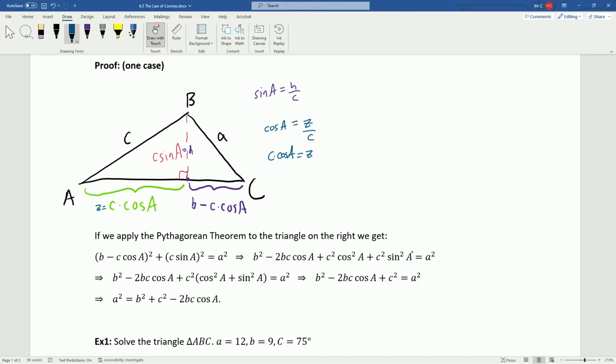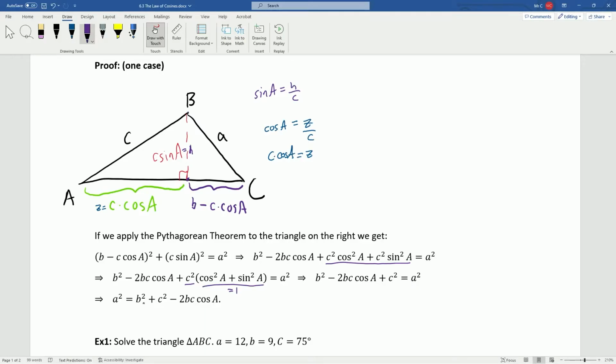Okay, so now what do we do? Well, now we just take the c squared cosine squared of a plus c squared sine squared of a. We factor out the c squared. Other than that, we've just rewritten everything else. And we know that cosine squared of a plus sine squared of a is 1. So we simplify this and we get b squared minus 2bc cosine of a plus c squared equals a squared.